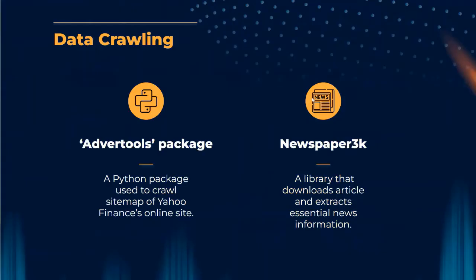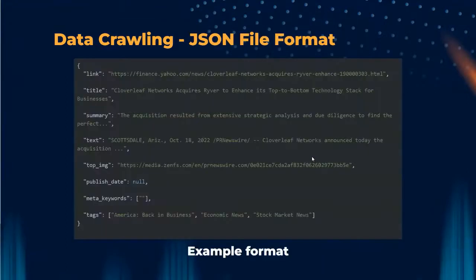How did we crawl our data? We used the AdverTools package, whereby the links were collected using the AdverTools and specifically the site map to data frame function within the AdverTools package itself. Furthermore, we processed these links using the newspaper 3K library, which was the library that downloads the article and extracts essential news information, such as the link, title, summary, text, the image, publishing date, as well as some meta keywords.